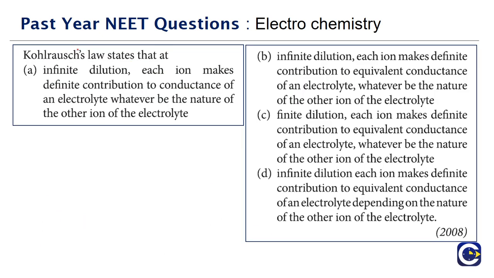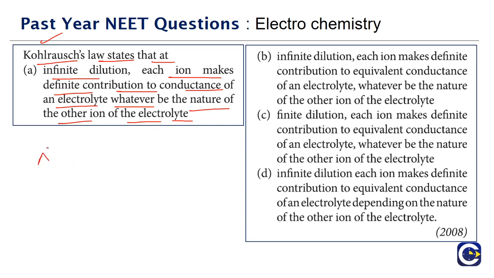Okay. So let's move on to the next question. This is a straight question based on the idea of the Kohlrausch law. So Kohlrausch law states, we have to go through 4 options and then conclude. Infinite dilution, each ion makes definite contribution to the conductance of the electrolyte, whatever be the nature of the other ion of the electrolyte. So this is actual definition of the Kohlrausch law.